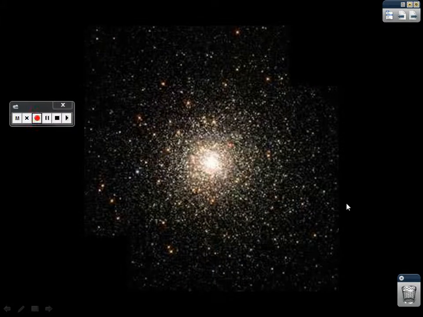There is the same globular cluster, 47 Tuc, as it appears to the naked eye. You can see it there as being quite orangey in colour because most of those blue stars have gone.